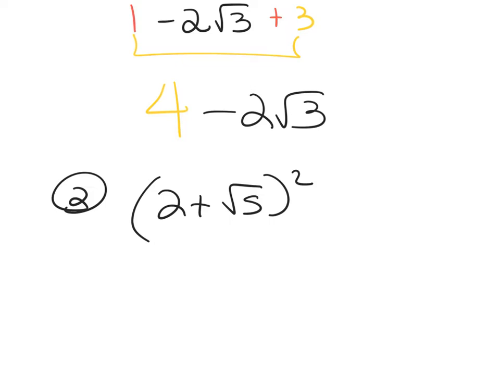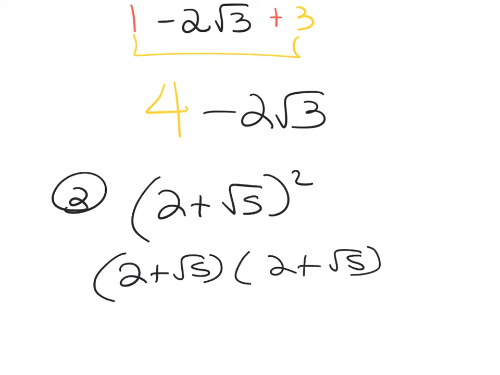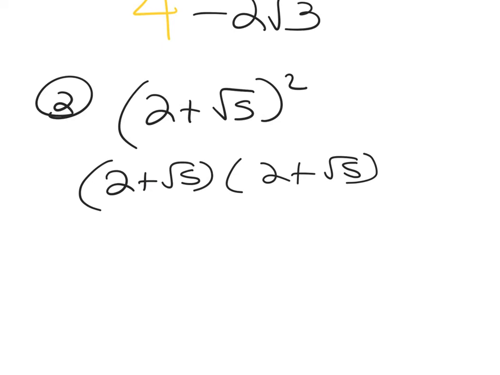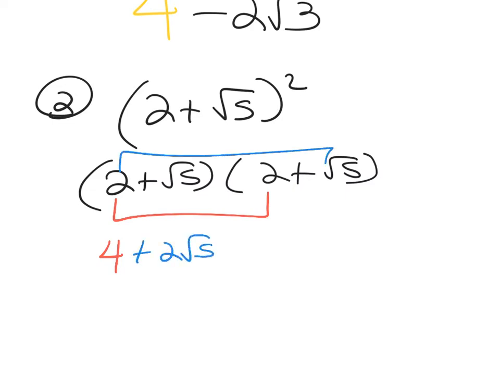And I'm just going to start. Again, we're going to write it twice. So 2 plus square root 5, 2 plus square root 5. First gives me 4. Outside gives me 2 radical 5. Inside gives me 2 radical 5. And last gives me 5.